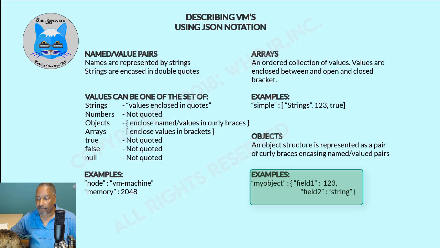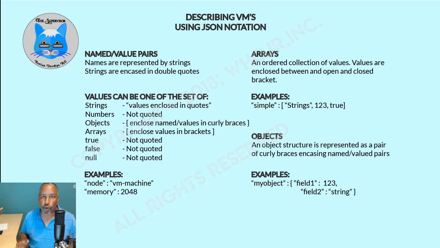With name value pairs, the actual name portion of the pair is to the left of the colon, and the value is always to the right. We'll always separate these name value pairs with a comma, even if they're in an object. So that's really the long and short of it.